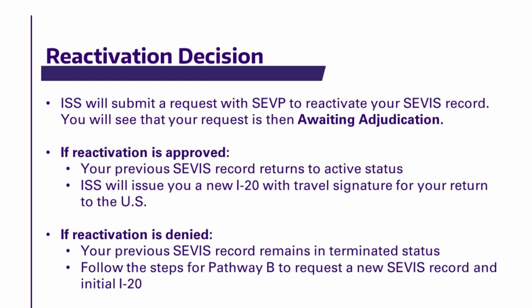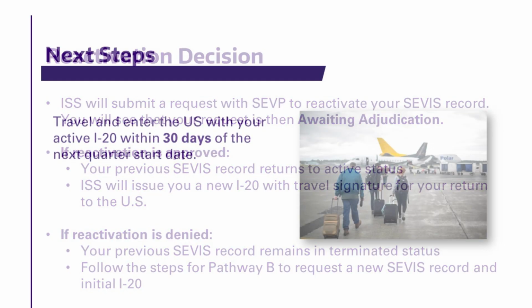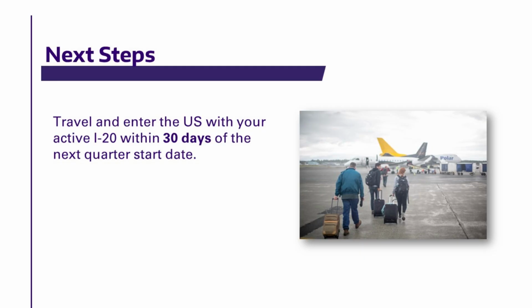Once ISS has submitted the correction request to SEVP, you will see that your request is now in awaiting adjudication in MyISSS. If your reactivation is approved, your previous SEVIS record returns to active status and ISS will issue you a new I-20 with travel signature for your return to the U.S. If your reactivation is denied, your previous record remains in terminated status and you will need to follow the steps for returning Pathway 2 to request a new initial I-20. Once you have received approval and the new I-20, you can prepare to travel and enter the U.S. within 30 days of the next quarter start date.